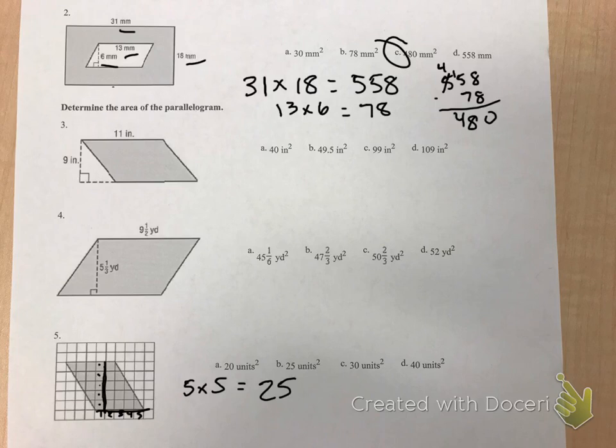That gives us 25. No units are given to us, so that means that we have to write the word units. It is area, so it's units squared. So there's our answer.